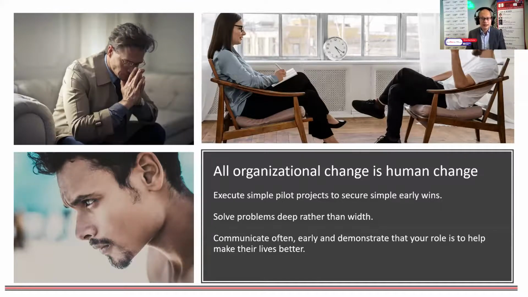So one of the things that we have done over my years is that we try to do very simple pilot projects first, with the prime reason that we want to build trust with people. Building trust with people is very important, because then we're able to secure very early wins and to let them understand that we are really there to help make their lives better.